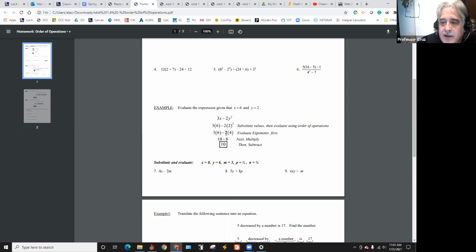Now we can just come back over here and go left to right. 3 times 6 is 18. And 2 times 4 is 8. And there was one negative sign. So 18 minus 8 is 10. Any questions?